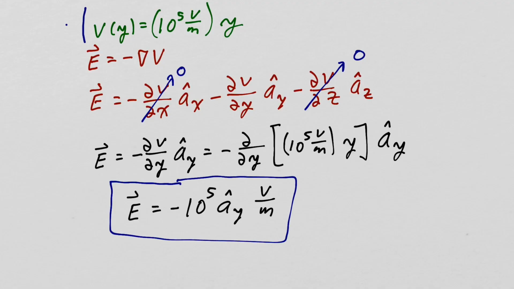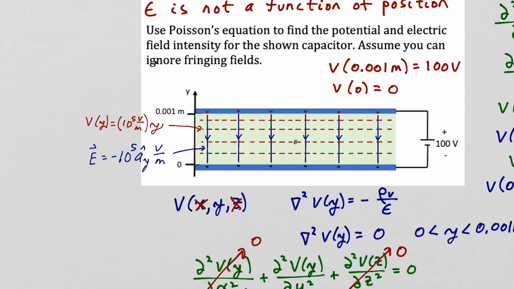So the electric field intensity is 10 to the 5th volts per meter in the minus y direction, and the potential field is 10 to the 5th volts per meter times y. Now that we've seen how to apply Poisson's equation for a simple parallel plate capacitor, let's look at a more interesting configuration of our two conductors in the next video.